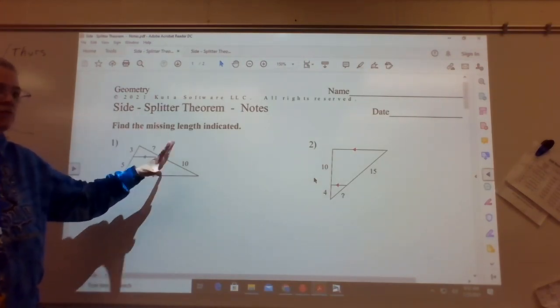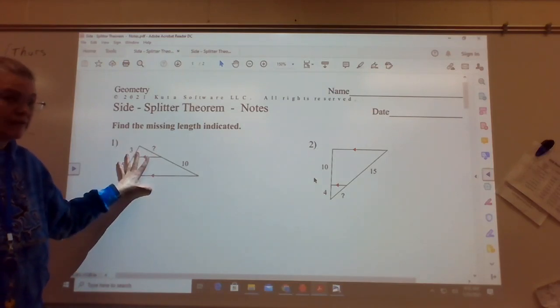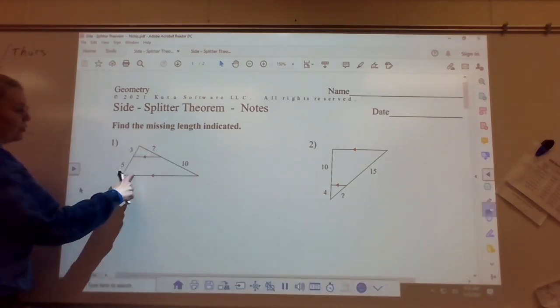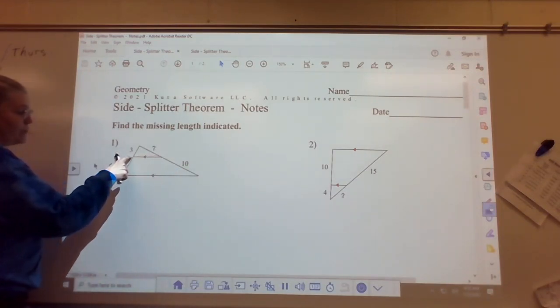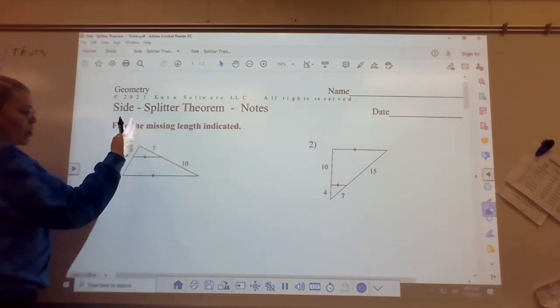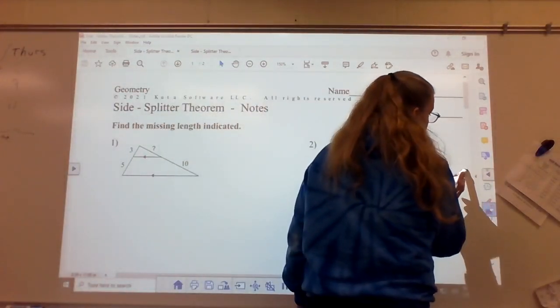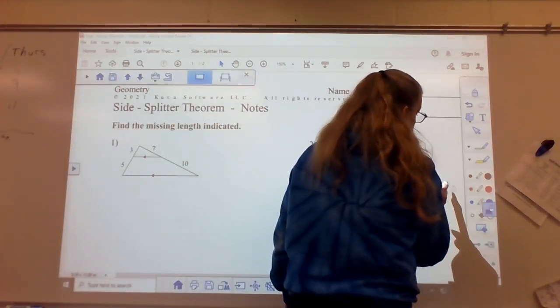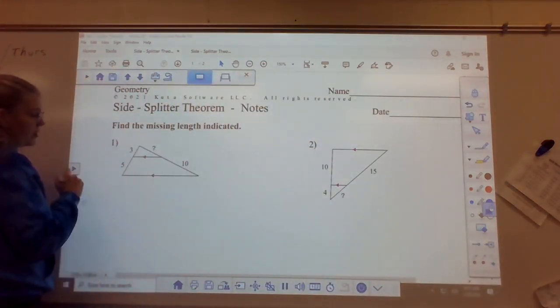So everything we've done for the most part, this section has involved some kind of a proportion. These aren't any different. So I've got a triangle here, with a parallel line somewhere in the middle of this triangle. It's not exactly in the middle, it's just somewhere inside the triangle. So what we're going to do here is line this up to make a proportion.